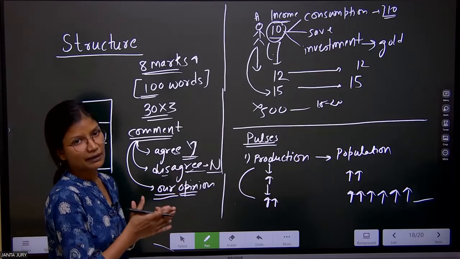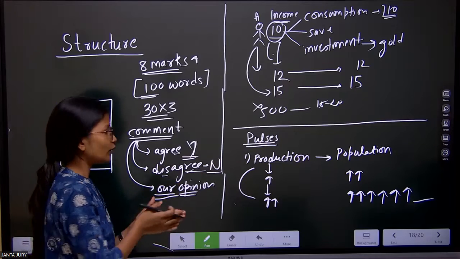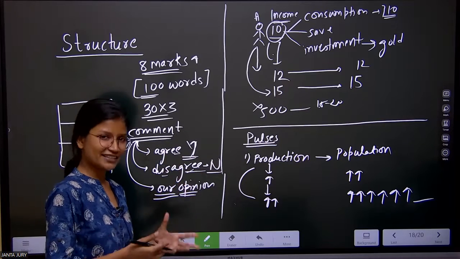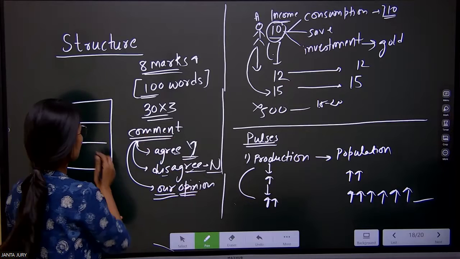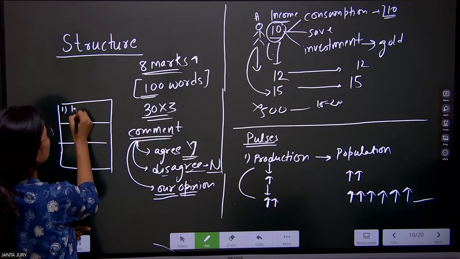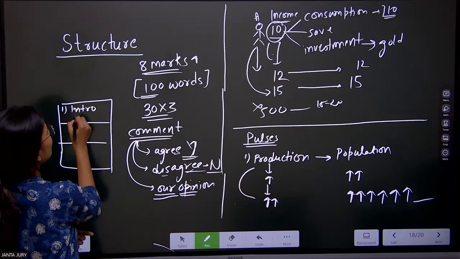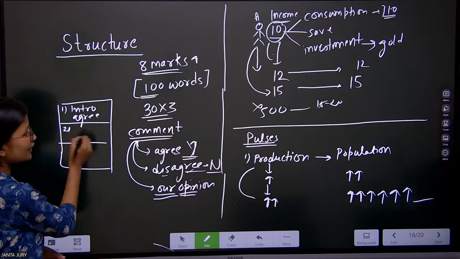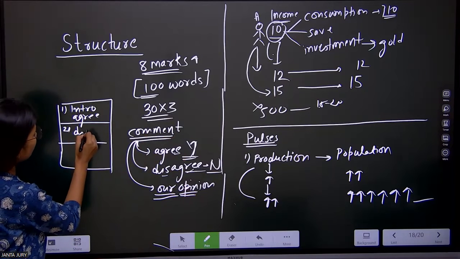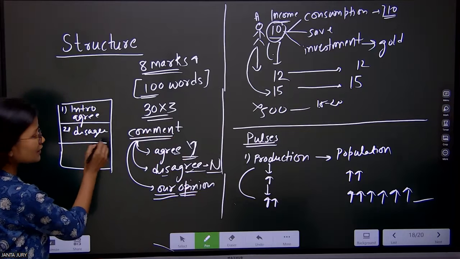So our mindset should be solution oriented, not only in the examination, but also in personal life. Fine. So these will be the three parts of our answer. Initially, we will talk about the introduction and we will agree with the statement. I hope it's visible. Secondly, we will disagree and we will talk about the government schemes.